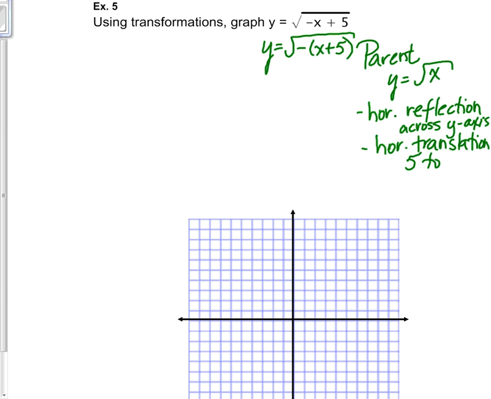To the direction? Left. Let's try. Our parent function is a square root function. Starts at 0, 0. Can't take a square root of a negative number. Over 1, up 1. Over 4, up 2. It's the opposite of a parabola. Over 9, up 3. And that is our parent function.